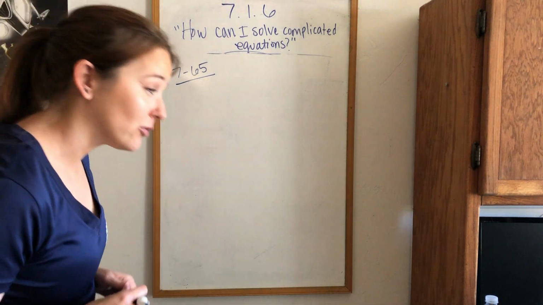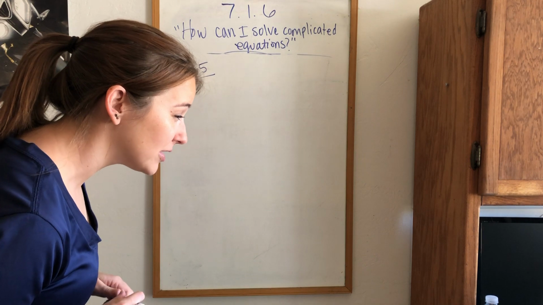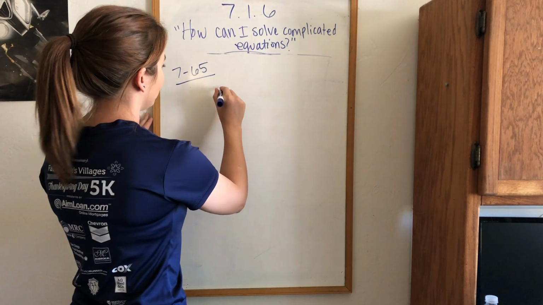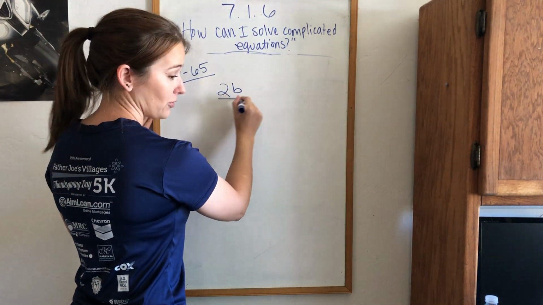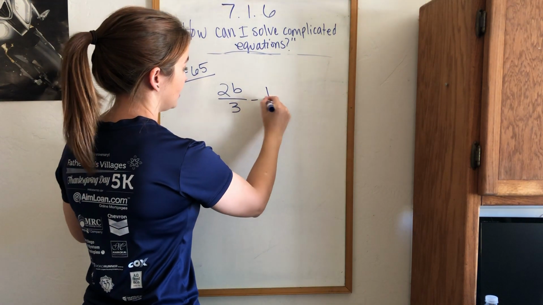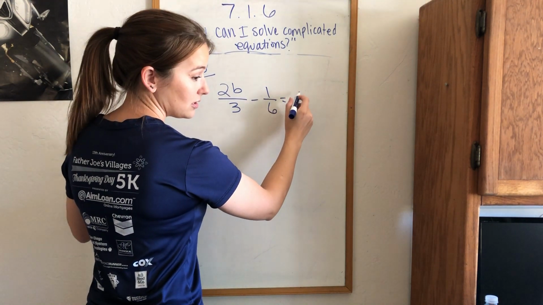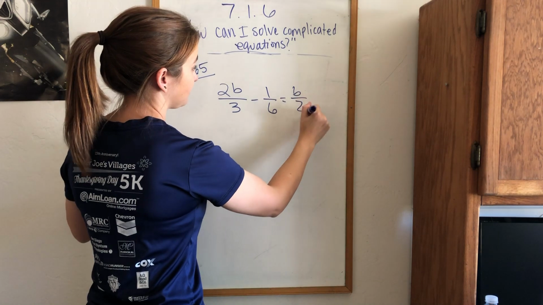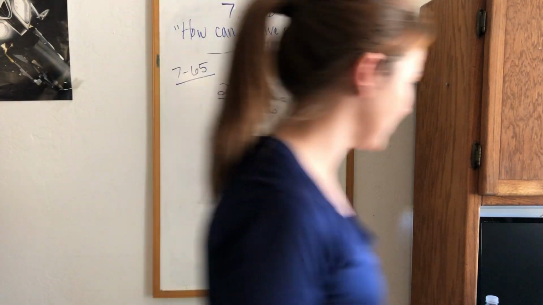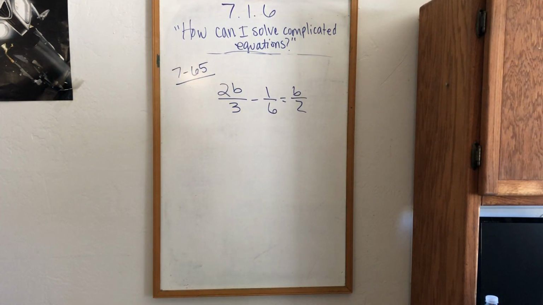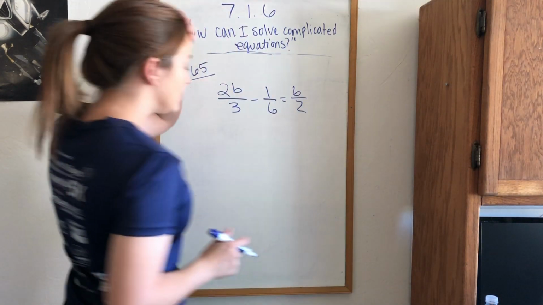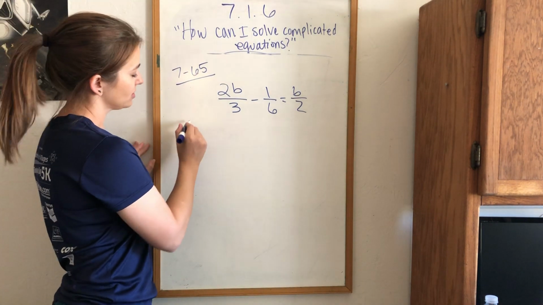So now Sherry is attempting to solve the equation below: 2b over 3 minus 1/6 equals b over 2. This one looks a little bit different because I'm noticing each term has a fraction and each denominator is different. Also, there are 2 b's in there. So it says part A, what is a common denominator for these fractions?